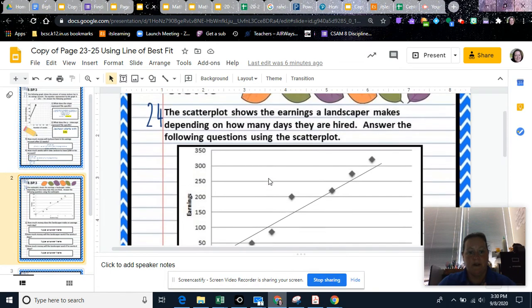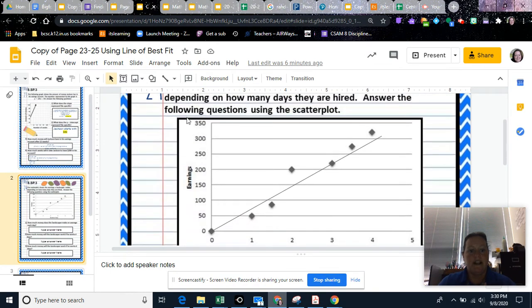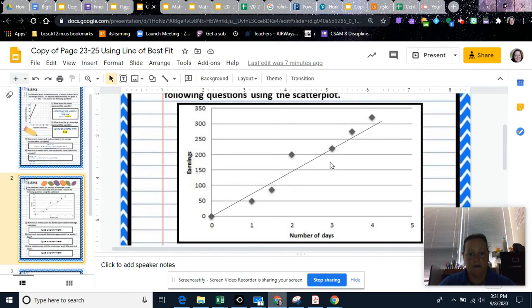On page 24, the first thing I want you to do is take the line that I gave you, and I already have it done, but you're going to make a line of best fit. I thought the best fit would be to put the line through 0, 0, and over here on the 3-day mark, because then we have 2 below and 3 above it. They're all pretty close. If you draw your line from 0 to the 3 mark, you should be able to come up with the same answer that I have.